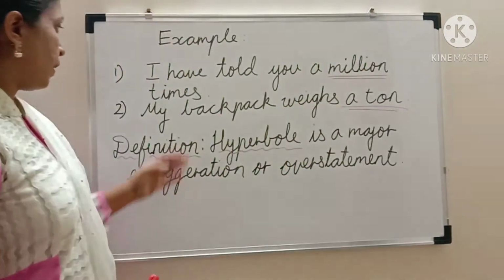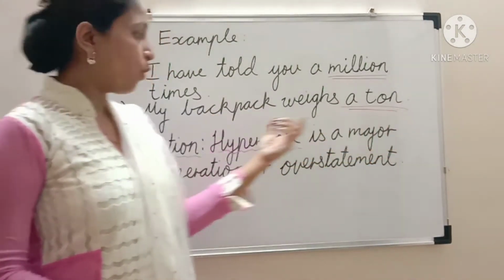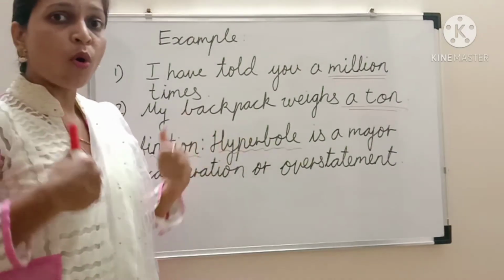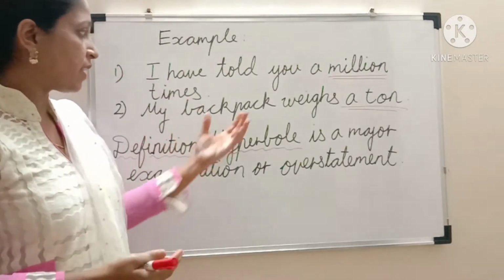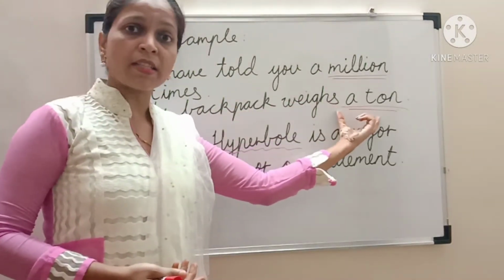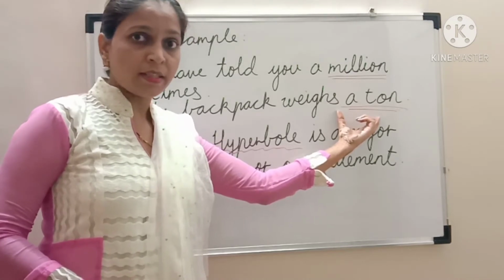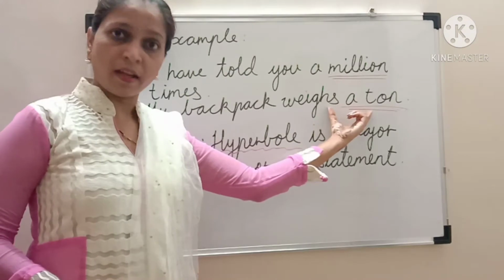The second example: my backpack weighs a ton. You know what a backpack is? It is a small bag that you wear on your back. You can understand the size of that backpack also. Can it actually weigh a ton? A ton is a bigger unit of weight, isn't it? So definitely, a small backpack cannot weigh a ton.